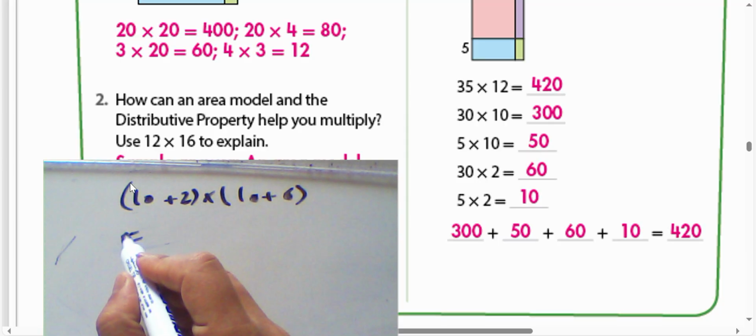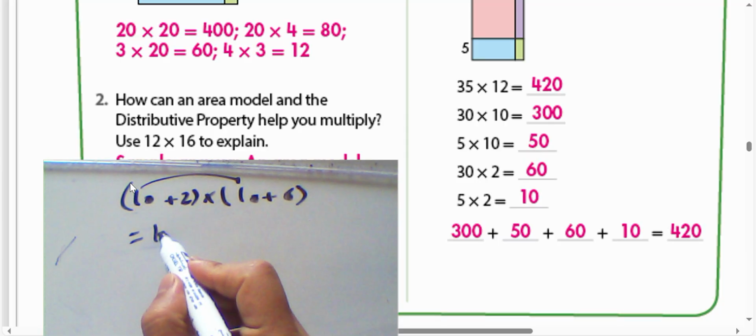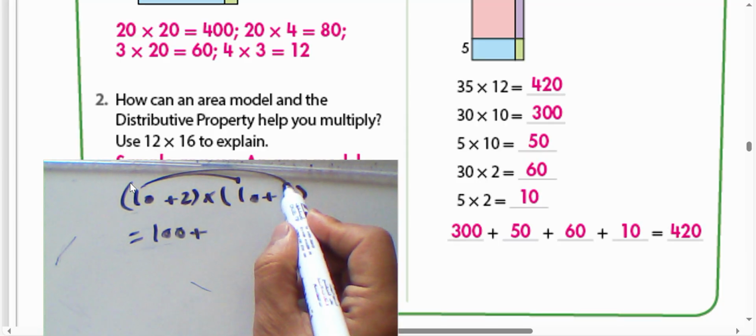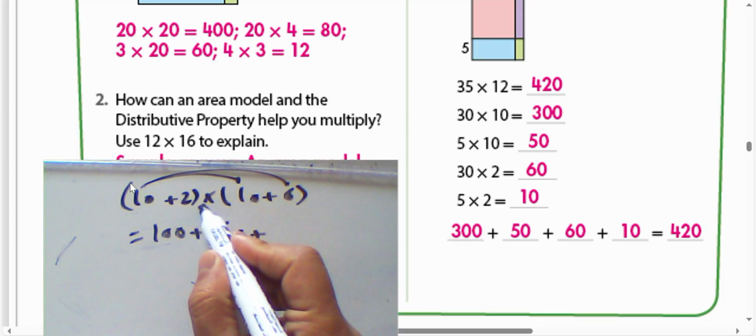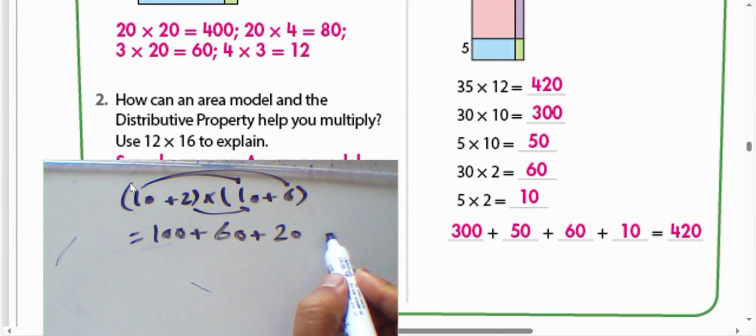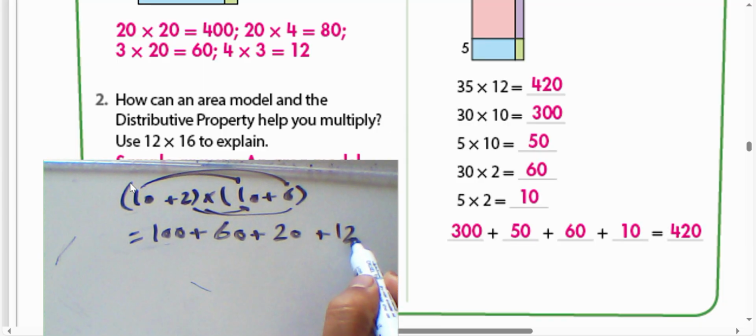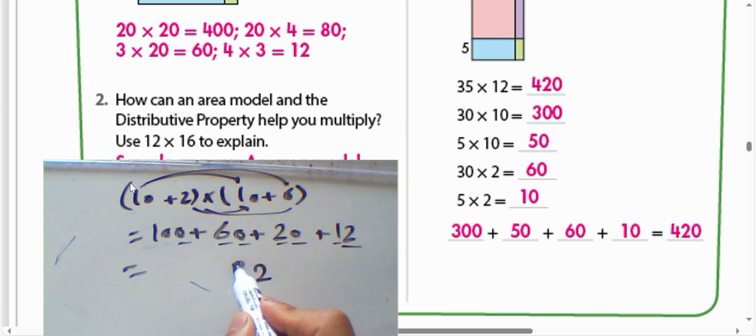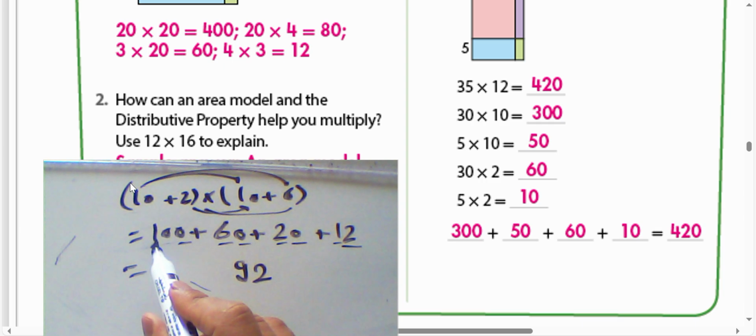And then using the distributive property, 10 times 10 equals 100. 10 times 6 equals 60. 2 times 10 equals 20, and 2 times 6 equals 12. And then add them together: 2 plus 0 plus 0 plus 0, 2. 1 plus 2, 3. 3 plus 6, 9. And then write 100 here. Find the sum, the result will be 192.